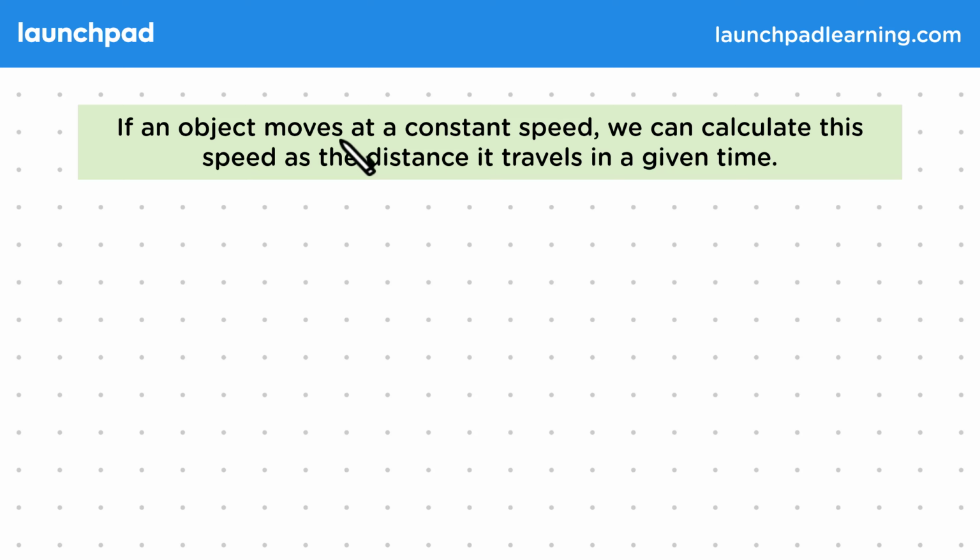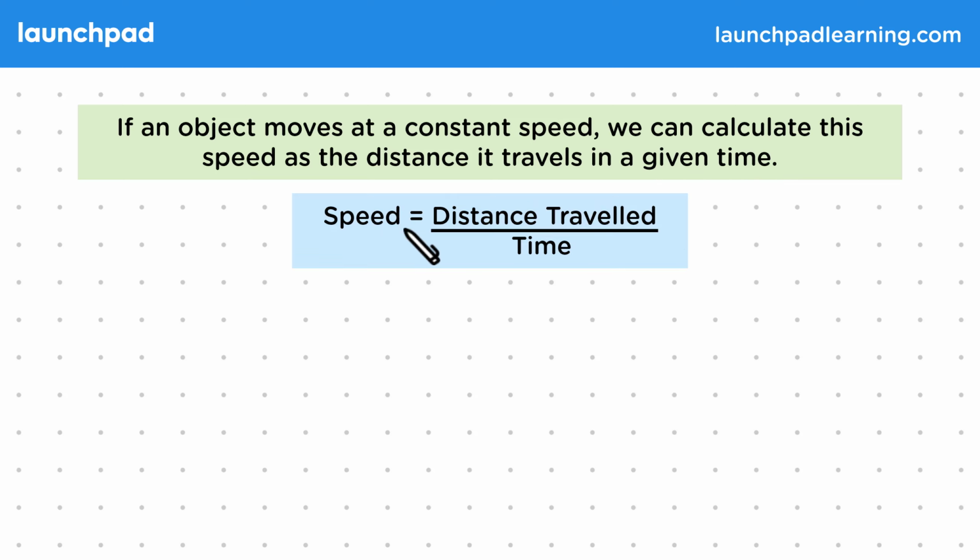If an object moves at a constant speed, we can calculate this speed as the distance it travels in a given time. So speed is equal to the distance travelled divided by time. This is a really important equation that you should be able to recall easily. So this equation tells us that at larger speeds, more distance is covered in less time.